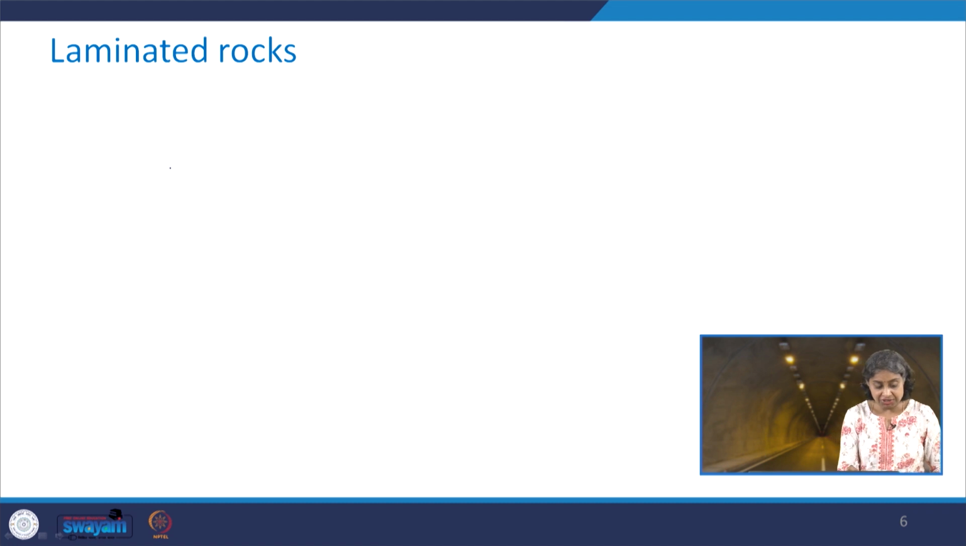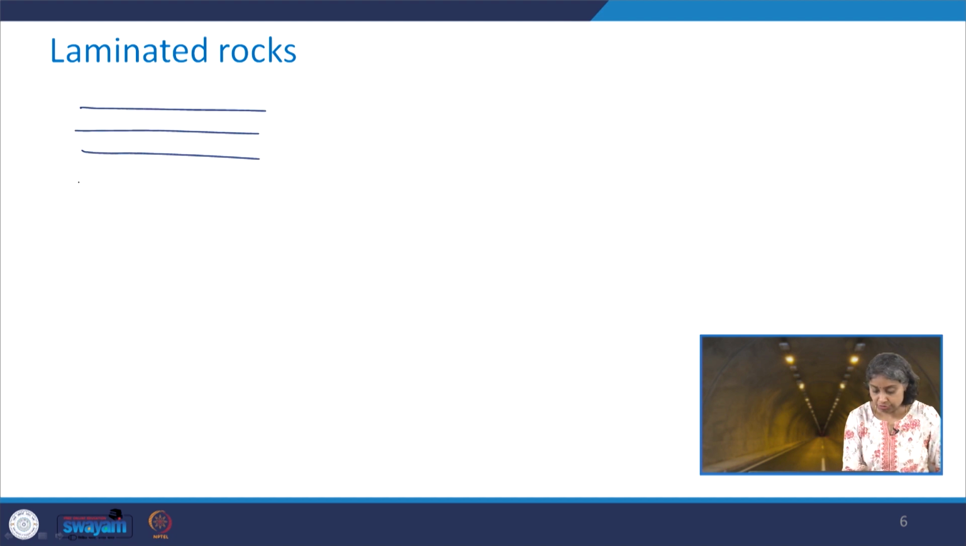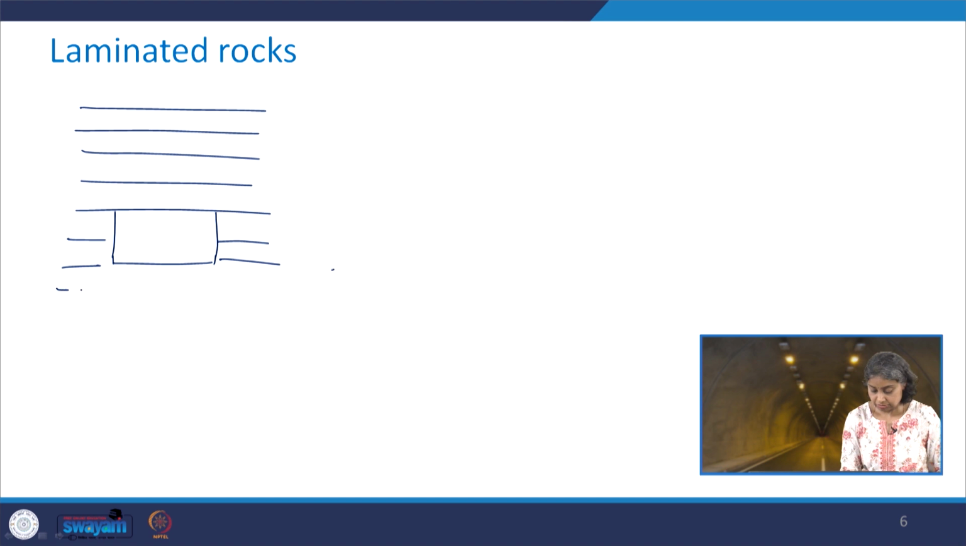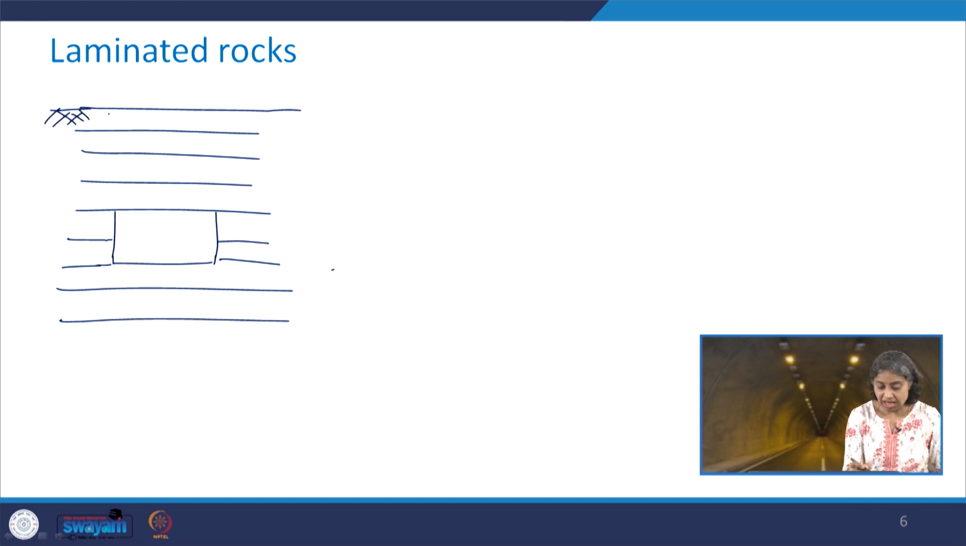So, you can have the excavation in rock with the horizontal layers. Let us say that there are a few horizontal layers, and then maybe you have the excavation like this. So, you have here the ground surface, and various rock layers are there, maybe 1, 2, 3, 4, 5, 6, 7, 8 and so on. There can be any number.